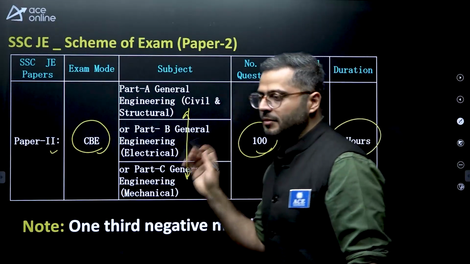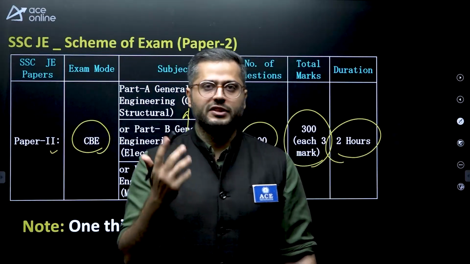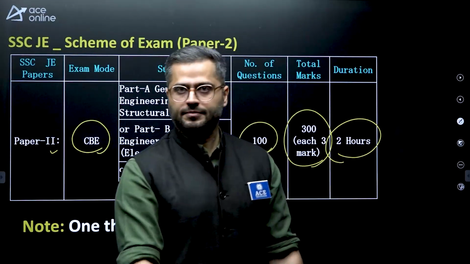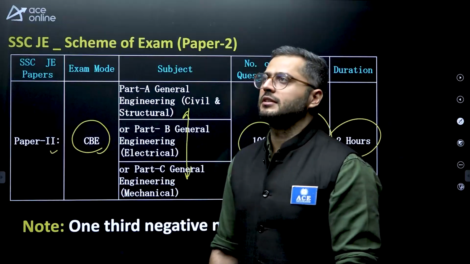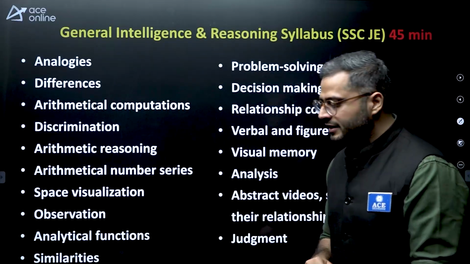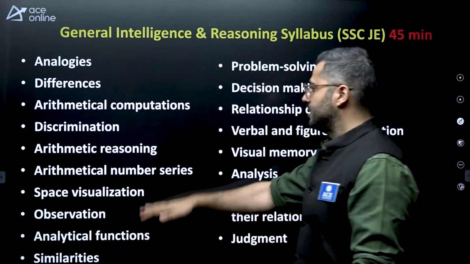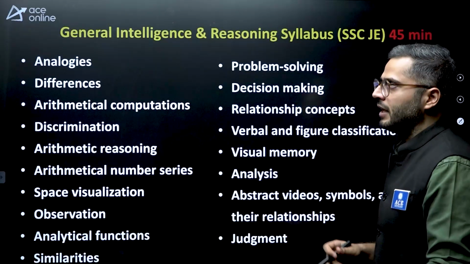Once you clear this examination, you will be called for document verification for various departments. Whatever preference you have filled, corresponding to that, your selection process will go on. And whatever the cutoffs are there. Apart from that comes the syllabus aspect. General intelligence and reasoning syllabus for paper 1. It is in front of you. Very simple, basic level of questions will be there.